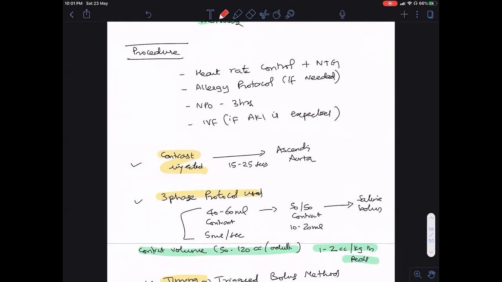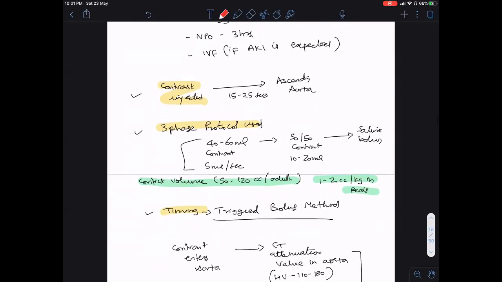Here, unlike the coronary artery calcium, where we never actually bothered with heart rate control or vasodilator cocktails, here we have to worry about it. So heart rate has to be controlled. We have to pre-medicate with nitroglycerin. Allergy protocol needs to be carefully followed.